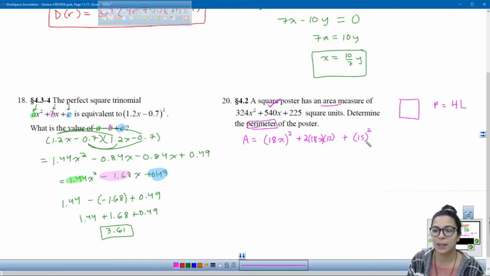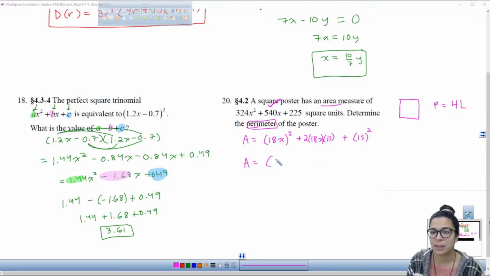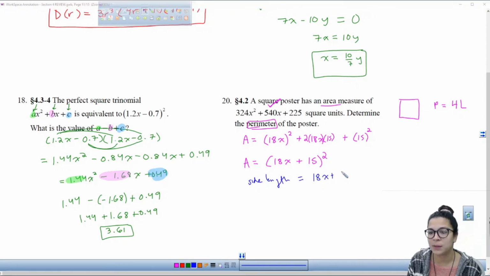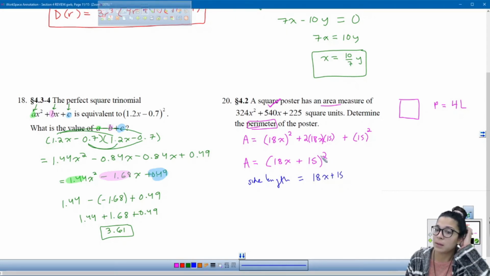So now that we have it like this, right, the a value is 18x, the b value is 15. So this will factor into a, and the middle term is plus, so plus b, which is 15, all squared. So that means that the side length of the square is 18x plus 15, right? Because the area is side length squared, so the side length is 18x plus 15.